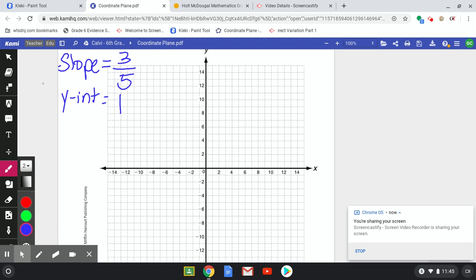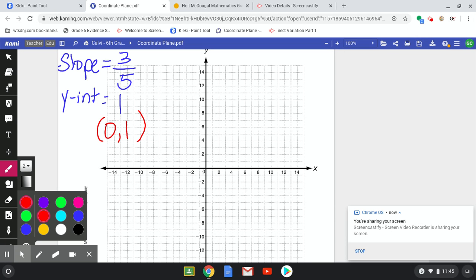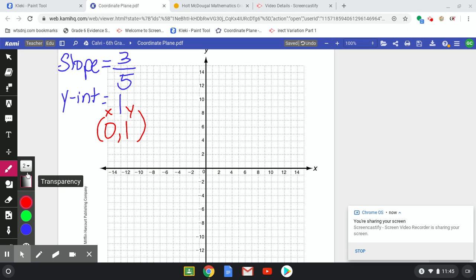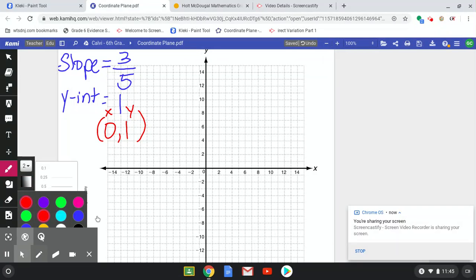So remember, in order to graph, you need to first plot your y-intercept. So if they're telling us that the y-intercept is 1, that means that is point (0, 1). Remember, the first number is your x, the second is your y. So if they're saying the y-intercept is 1, the 1 goes in the spot of the y. Your x will always be 0. All right? So from my origin, this is where I'm just going to go and plot my point now.